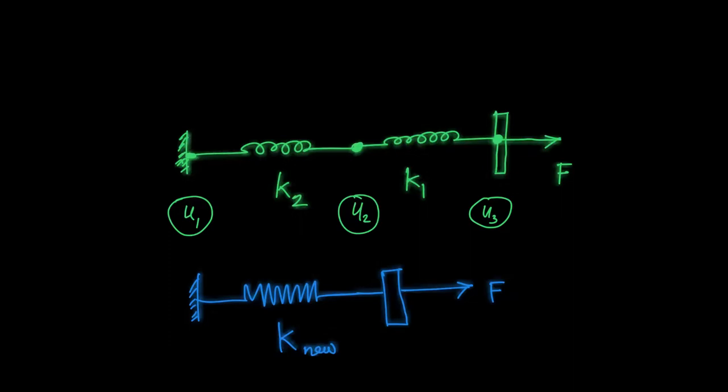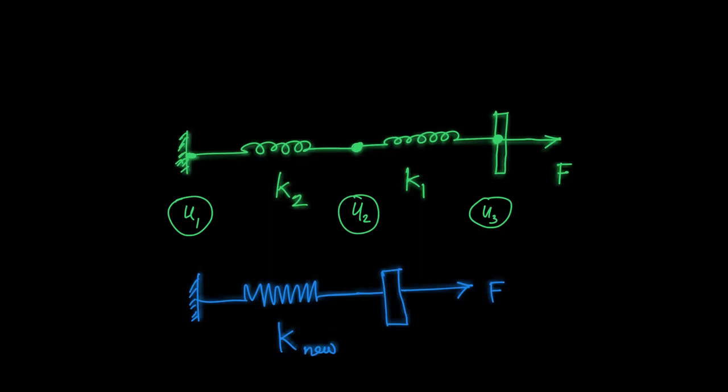One of the ways in which the springs are arranged is like this. This particular arrangement is called series, and let's say there are two springs arranged in series. There are 3 points, one, second and the third, and two springs connecting these 3 points. So spring 1 is connecting point 2 and 3, and spring 2 is connecting point 1 and 2.